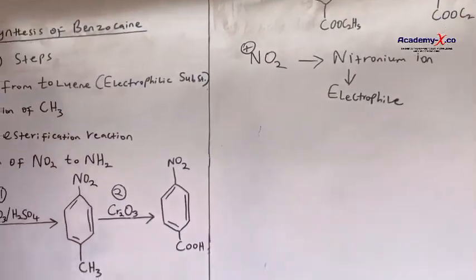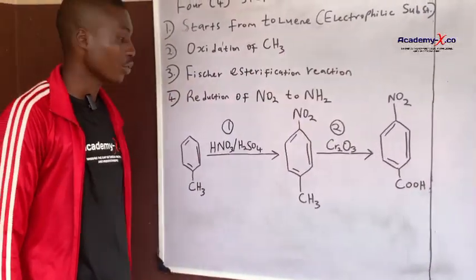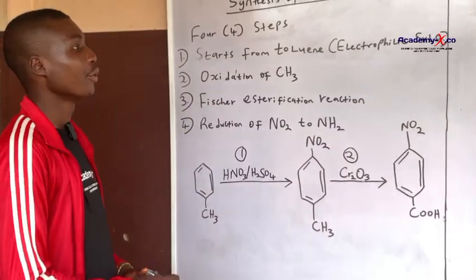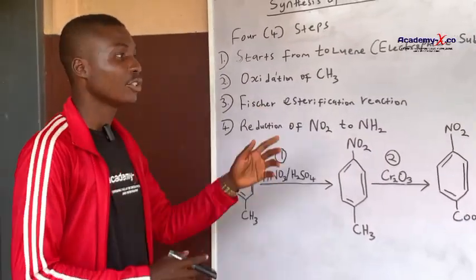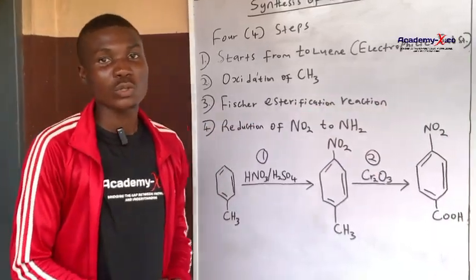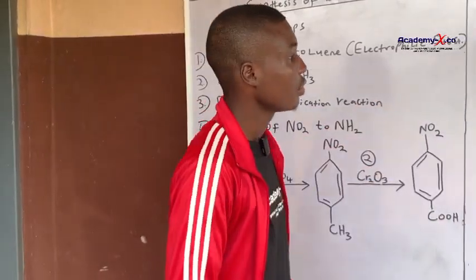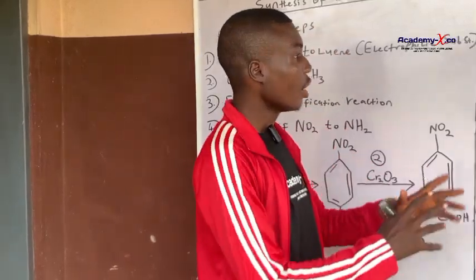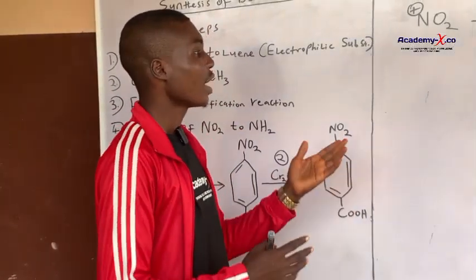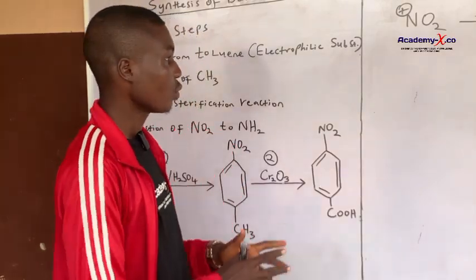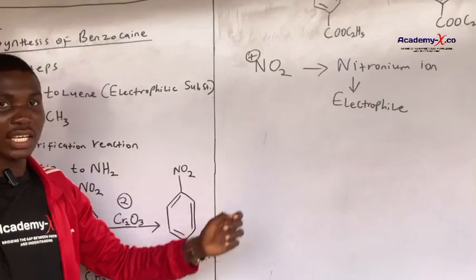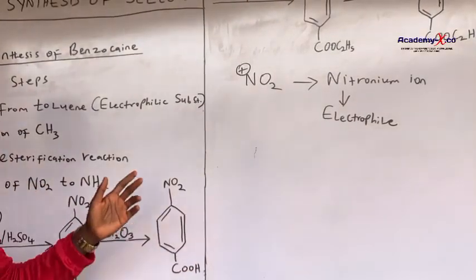We have this for the electrophilic substitution. So the protonation of the nitric acid produces the nitronium ion that is the electrophile. Just a very casual way to describe an electrophile: it is something that accepts electrons. So this thing is electron hungry, and that's what facilitates the reaction process.